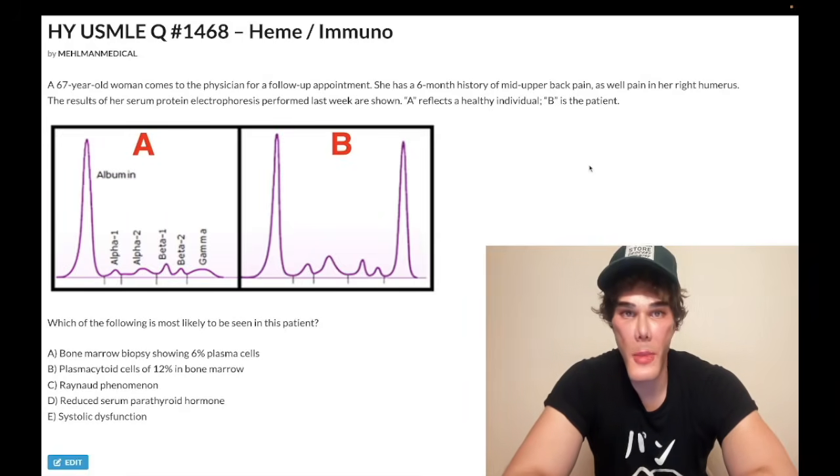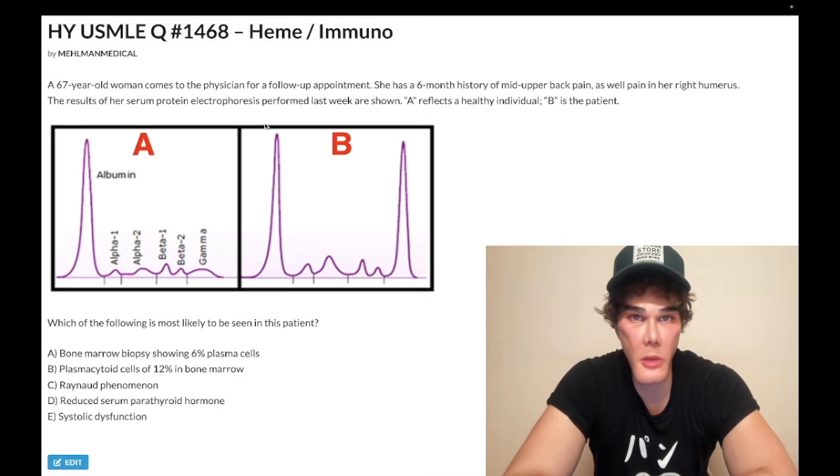How's it going, guys? We have a pass level question for Heme Immuno: 67-year-old woman, 6-month history of mid-upper back pain as well as pain in her right humerus. Results of serum protein electrophoresis performed. So A is our healthy individual on the left, B is our patient. You can see the distinction that in our patient, we have a gamma spike.